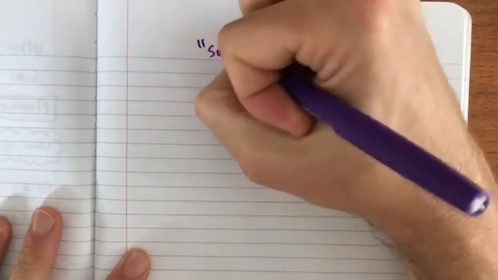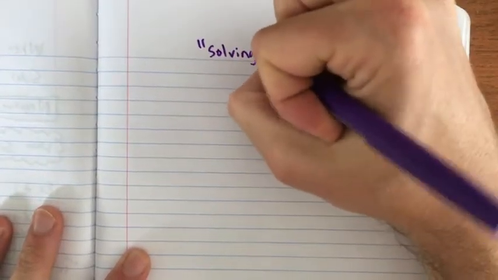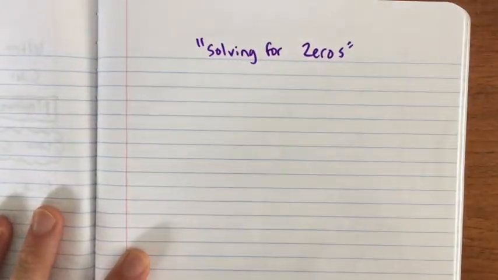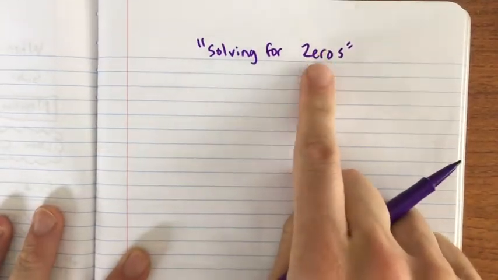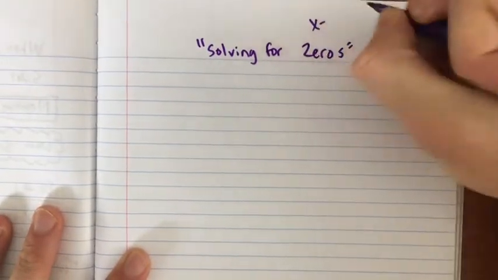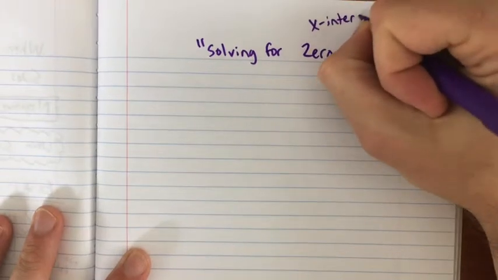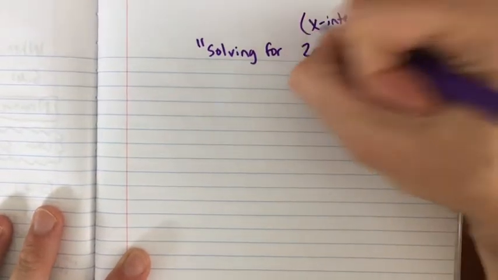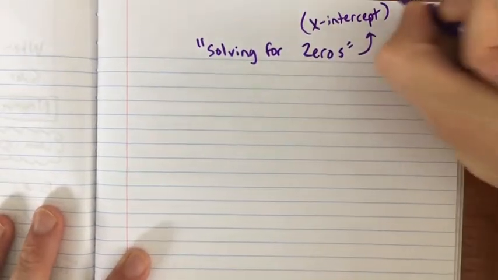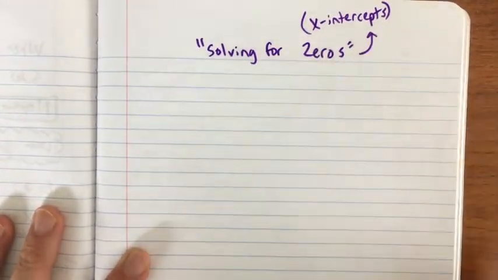Today we're going to be solving for zeros. Okay, so we've heard this word before. We've used it as a synonym for x-intercept, right? So we can put a little parentheses there. So zeros are the same thing as x-intercepts.